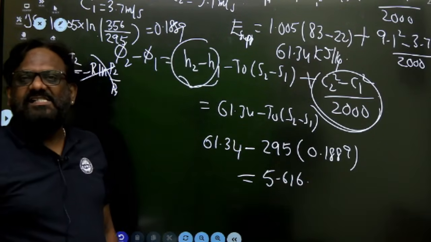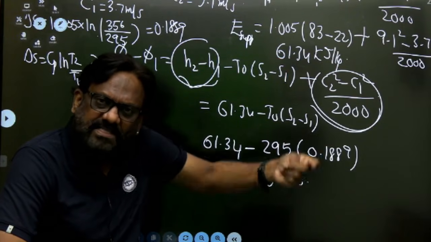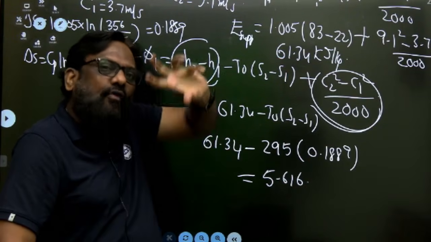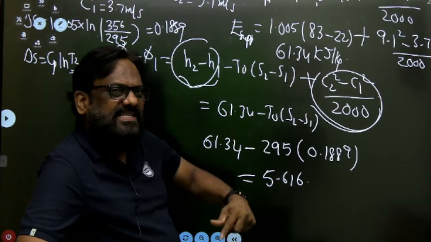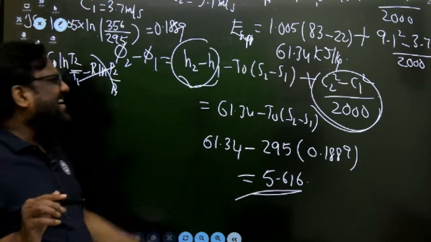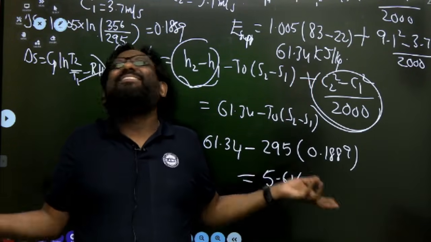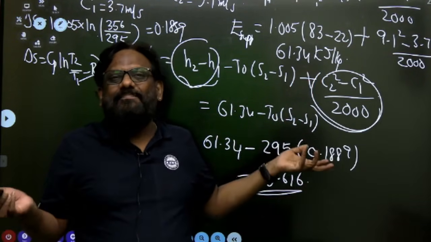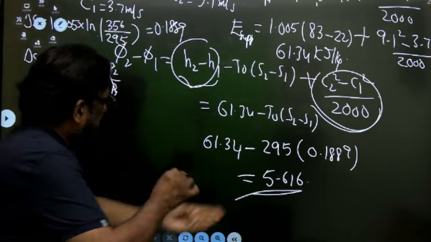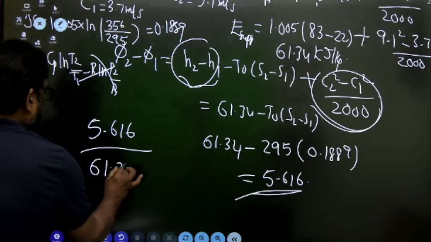इसका physical meaning क्या है सर? I am supplying 61.34 units of energy, but the actual increase of the quality of energy is only this much. So what is the second law efficiency? Actual increase इतना ही हुआ. मैंने 60 घंटे पढ़ लिया, लेकिन 5 घंटे ही effective होगा. So what is your second law efficiency? 5.616 by 61.34.